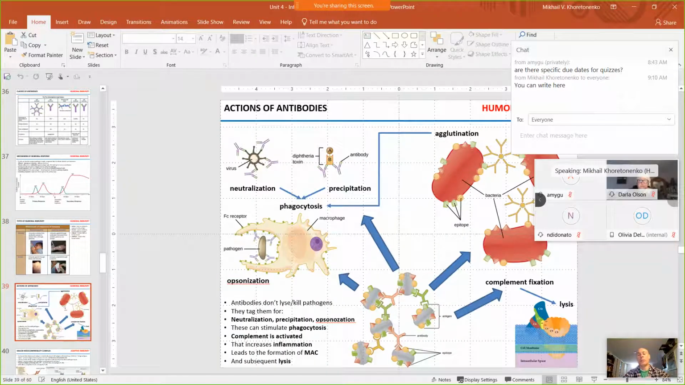So one link, activation of complement. Antibodies can activate complement. Okay, that's the first link. Second link, you see that opsonization here? It's another link. Opsonization can be carried out not only by complement proteins, but also by antibodies. When antibodies bind to the surface of the pathogen and attract macrophages, they play the same role as complement proteins do. So both complement and antibodies can opsonize a pathogen.